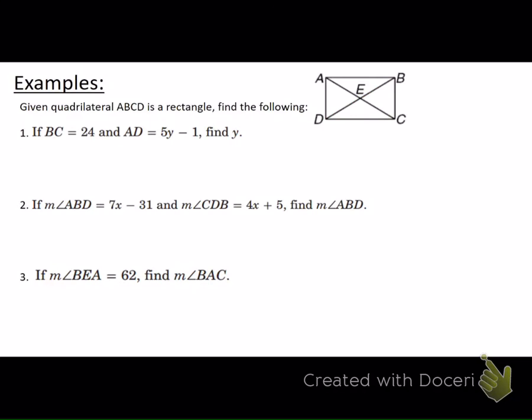Given that quadrilateral ABCD is a rectangle, find the following. If BC is 24 and AD is 5y minus 1, find y. What do you guys know about opposite sides, Olivia, of a rectangle? Yes, they are congruent. So we set them equal.